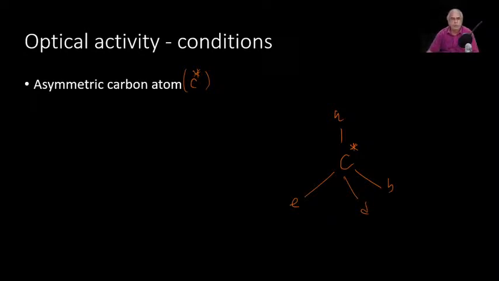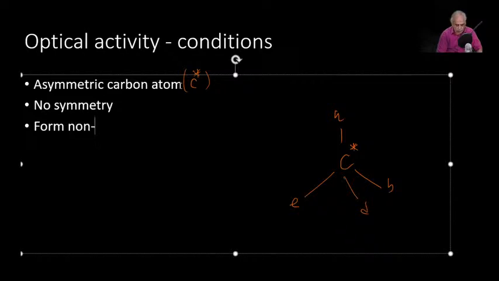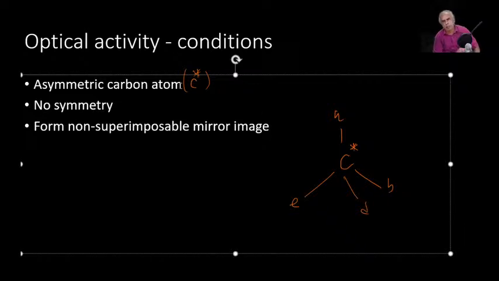Then they should have no mode of symmetry. They should not have any symmetry. And it should form non-superimposable mirror images. So these are the essential conditions.